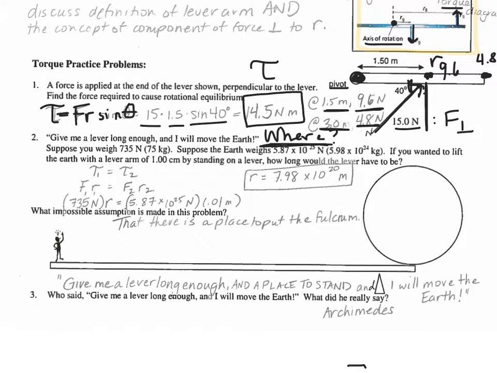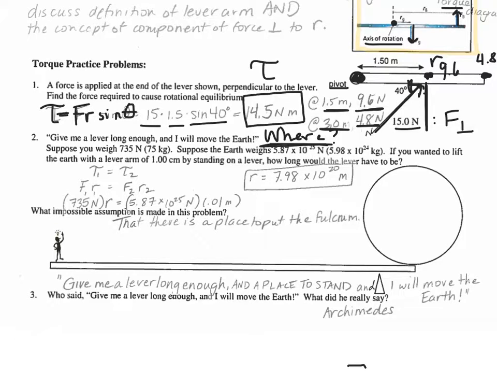Okay, let's look at another example. Number 2. Give me a lever long enough and I will move the earth. Suppose you weigh 735 newtons, or 75 kilograms. Suppose the earth weighs 5.87 times 10 to the 25th newtons. If you wanted to lift the earth with a lever arm of 1 centimeter by standing on the lever, how long would the lever have to be?